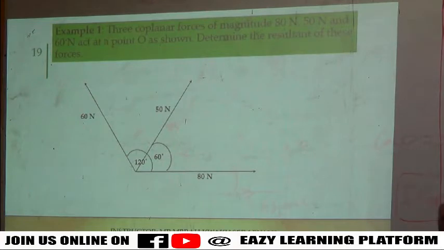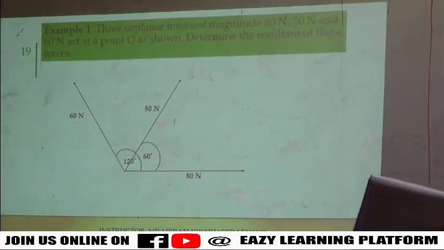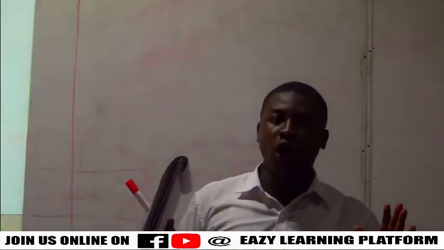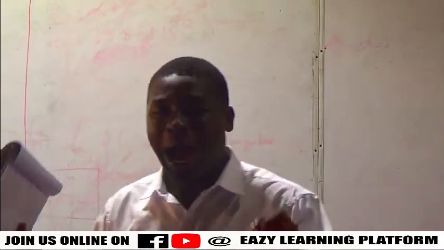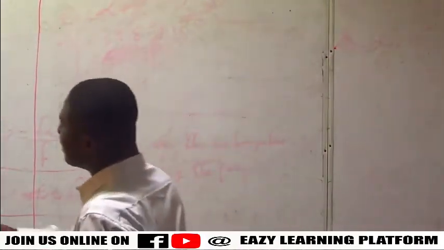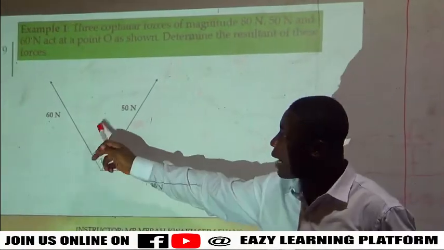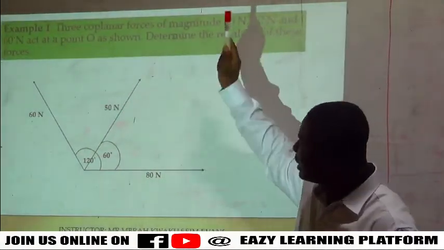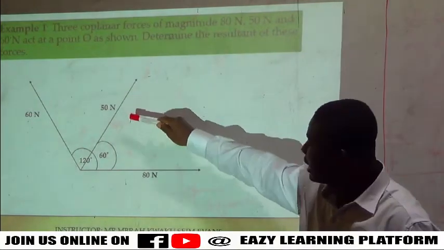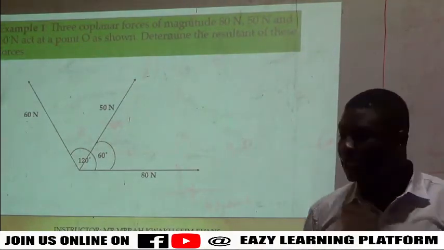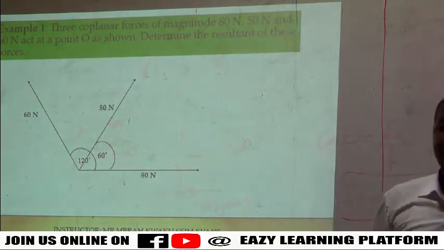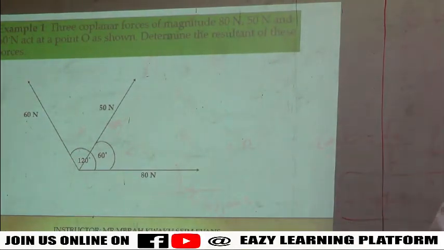The first approach that we are going to use is to resolve each of the forces individually, one by one. So I will take the 60 Newton force and resolve it into X and Y components. I will take the 50 Newton force and resolve it into X and Y components. This is already in the X, it doesn't have a Y component.